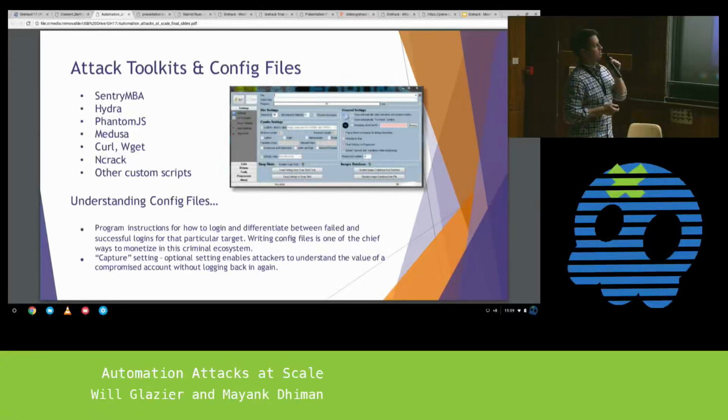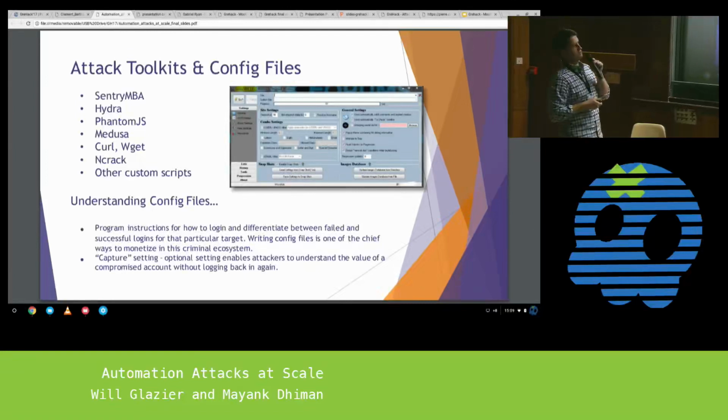It's actually just a neatly written program. You download the binary. It's got a GUI and everything. Makes it extremely easy for script kiddies and novice attackers, folks who don't even need to know how to write a line of code, to launch these attacks. And what these tools often require are configuration files.